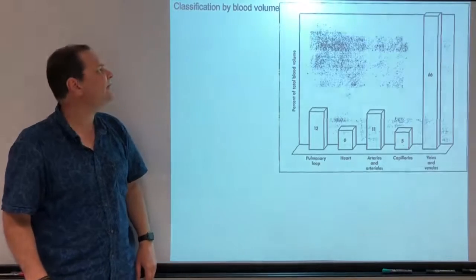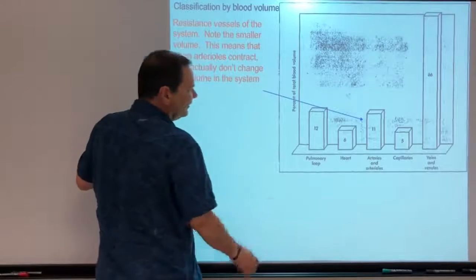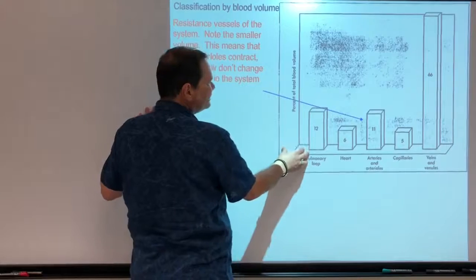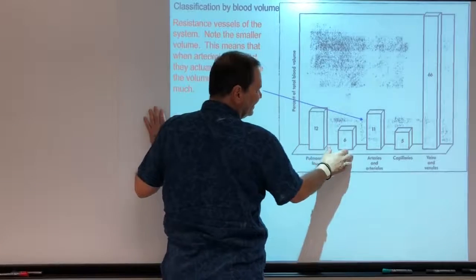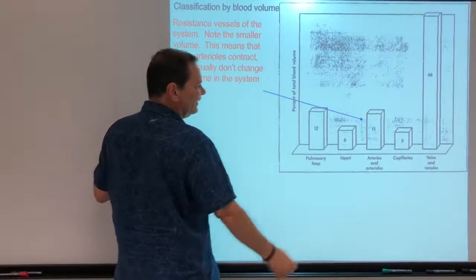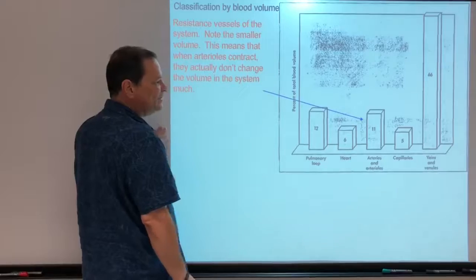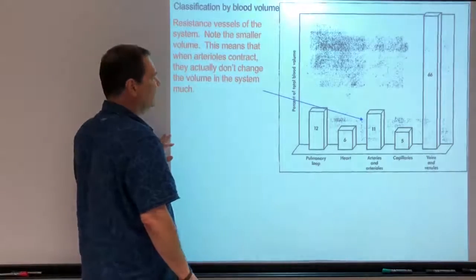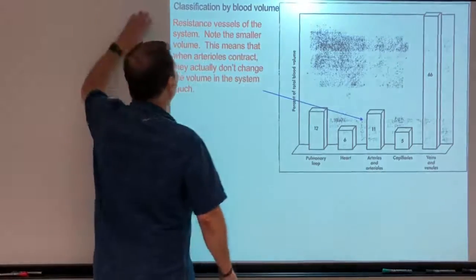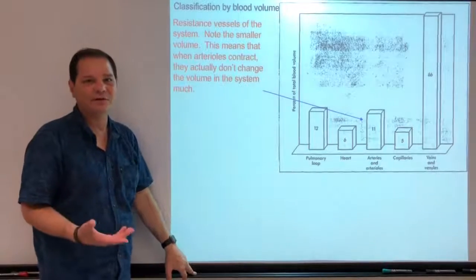We can classify these vessels by volume. This is the relative percentage of the blood volume that you'll find in any given compartment in the cardiovascular system. You'll notice that the arteries and the arterioles only have 11%. And in fact, if you just consider the arterioles, it's much lower than that. So the reason I point that out is because we're going to talk a lot about constriction of arterioles.